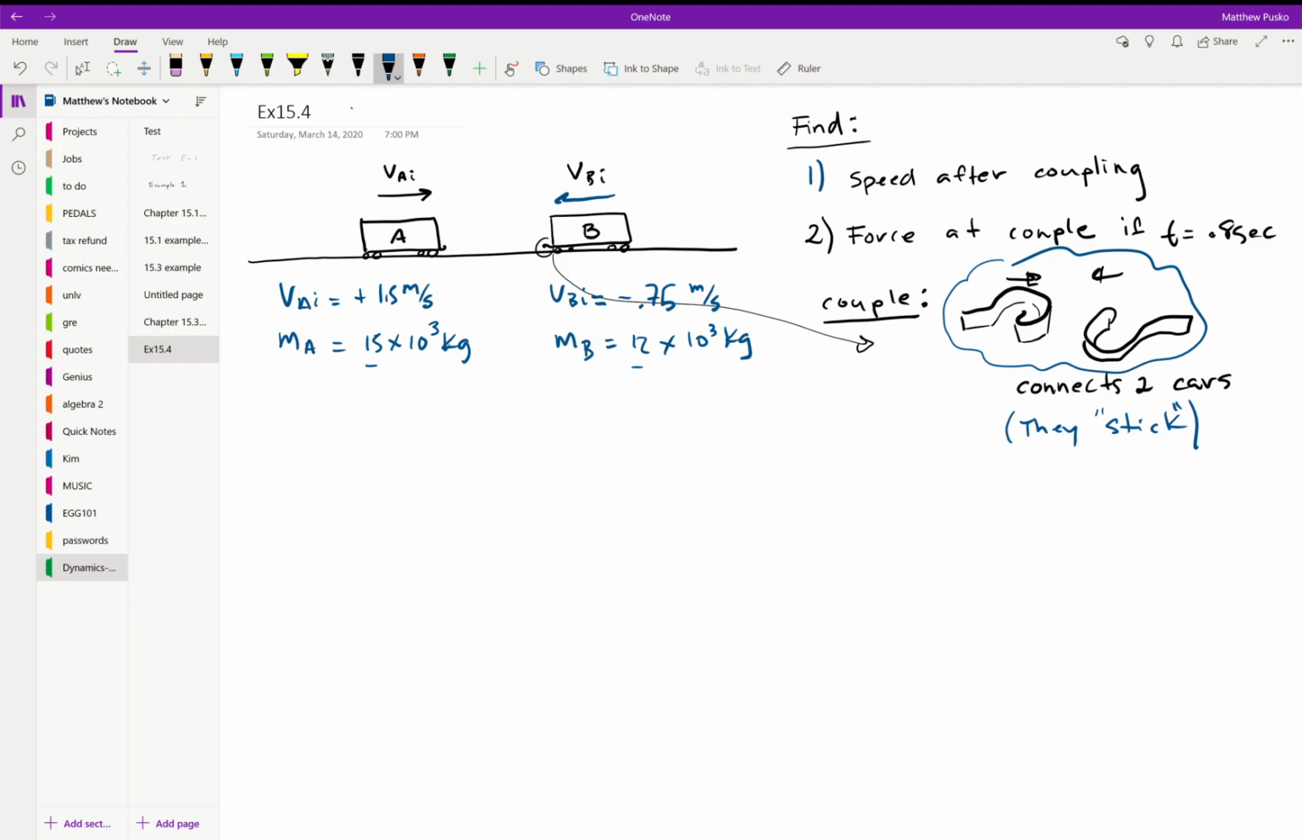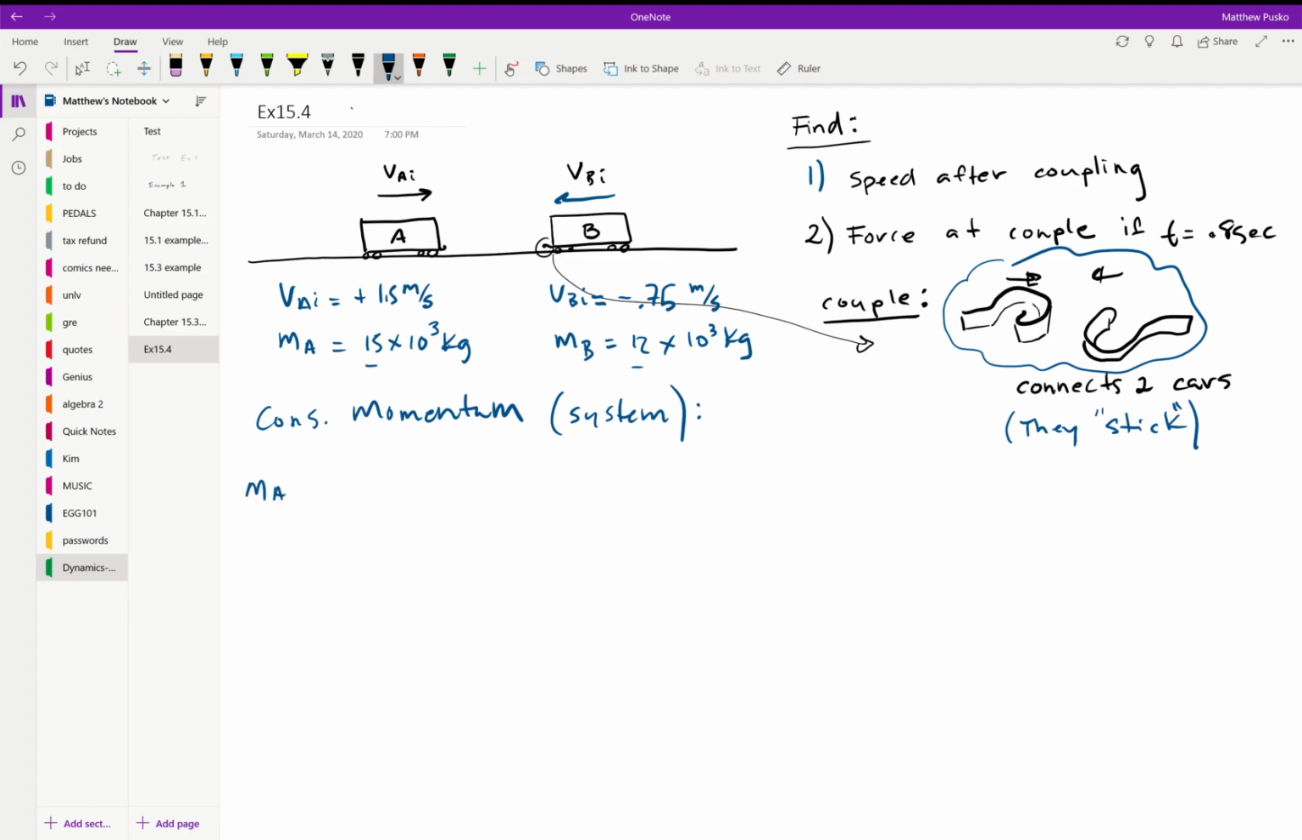So when they hit, since they have different velocities and different masses, they're going to move off together with one velocity, and we'll be able to figure out what that velocity or speed is. We're looking in just the x direction, so we can ignore vector signs at the moment, but I'm going to conserve momentum. We're going to find the speed after coupling, or after they stick. And so this is a system. Take note of that.